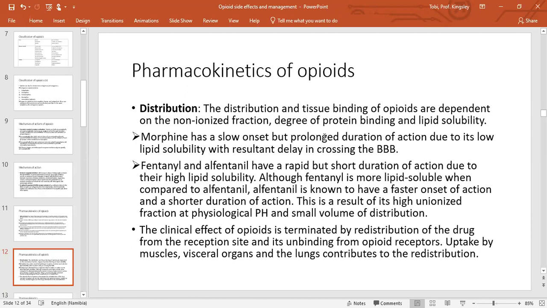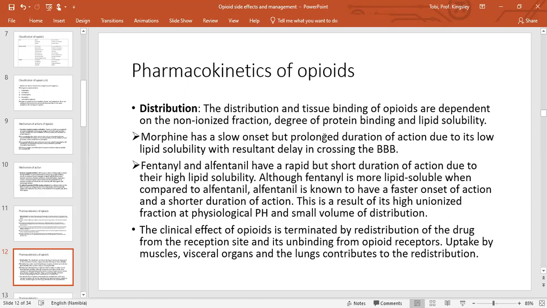All right, morphine on its own has a very slow onset, but prolonged duration of action. And this is due to its low lipid solubility. This low solubility causes a delay in crossing the blood-brain barrier, and that's why it has slow onset in producing supraspinal effect. Morphine and amphetamine, on the other hand, have high lipid solubility, and that makes the absorption and distribution rapid. But the issue there is that it also results in short duration of action.